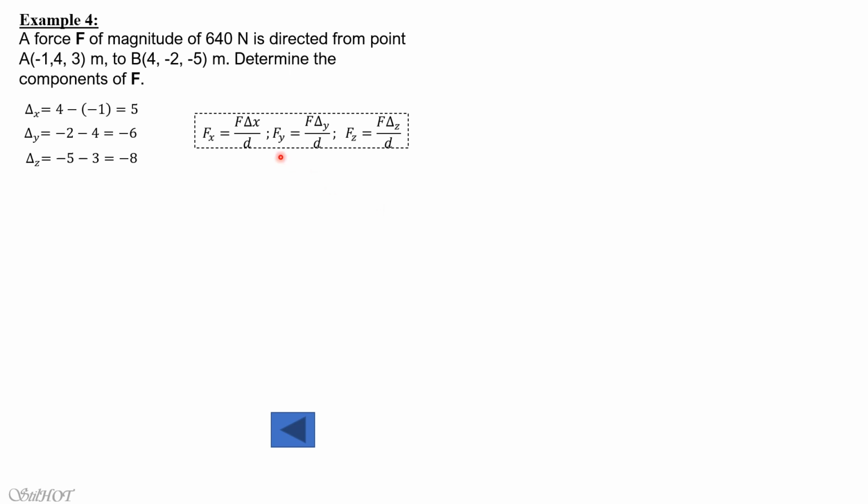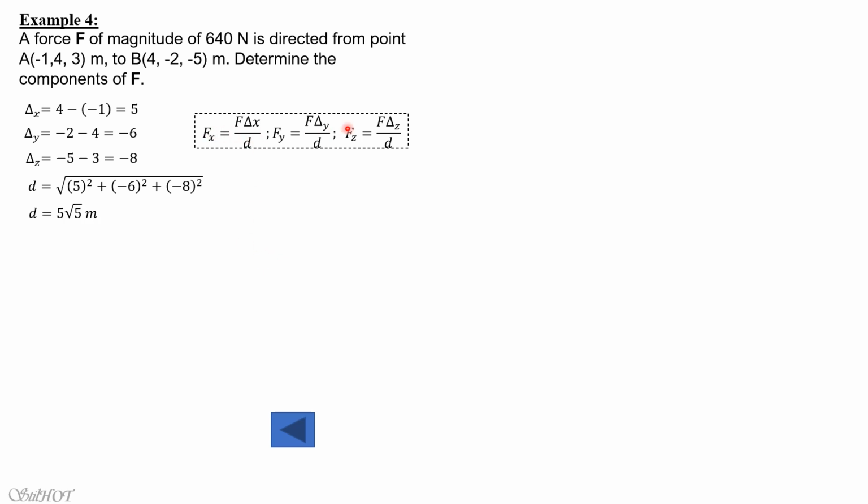Or another way is, remember that delta x over d is cosine theta x. So Fx is F cosine theta x. Fy is F cosine theta y, and cosine theta y is the y component of distance divided by distance. Then Fz is F times cosine theta z, and cosine theta z is the z component of distance divided by distance. So distance is the square root of 5 squared plus negative 6 squared plus negative 8 squared, so distance is 5 square root of 5 meters.